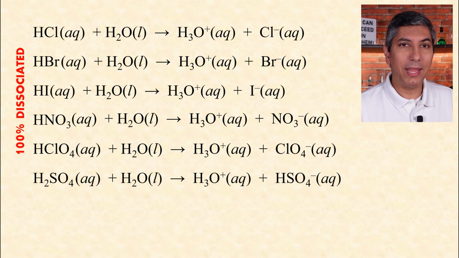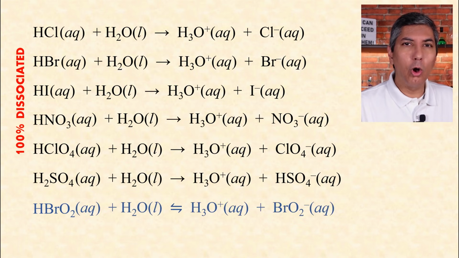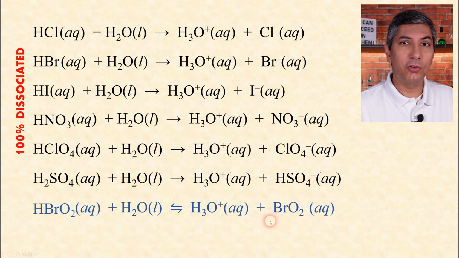Weak acids, on the other hand, don't do that. Only a fraction of their molecules get dissociated into ions. For example, HBrO2 is a weak acid, so when it reacts with water, only a fraction of those acid molecules turn into hydronium and the conjugate base. That's why we use a reversible arrow for weak acids.